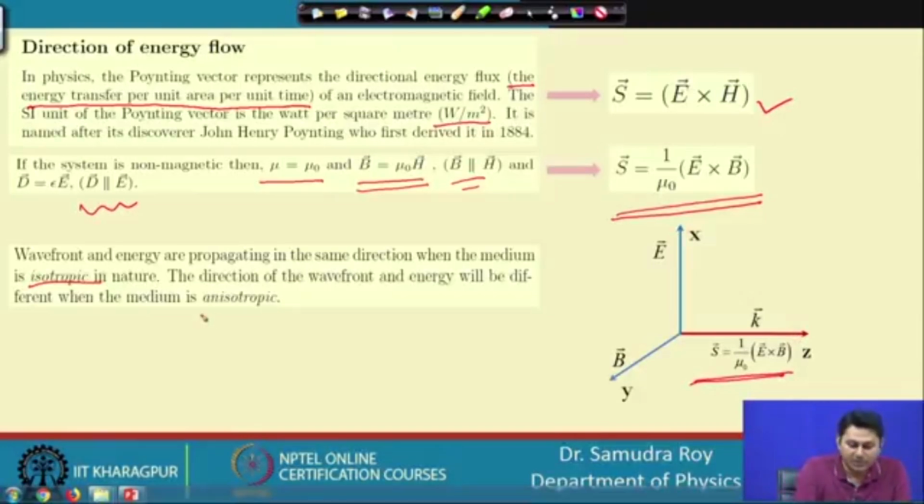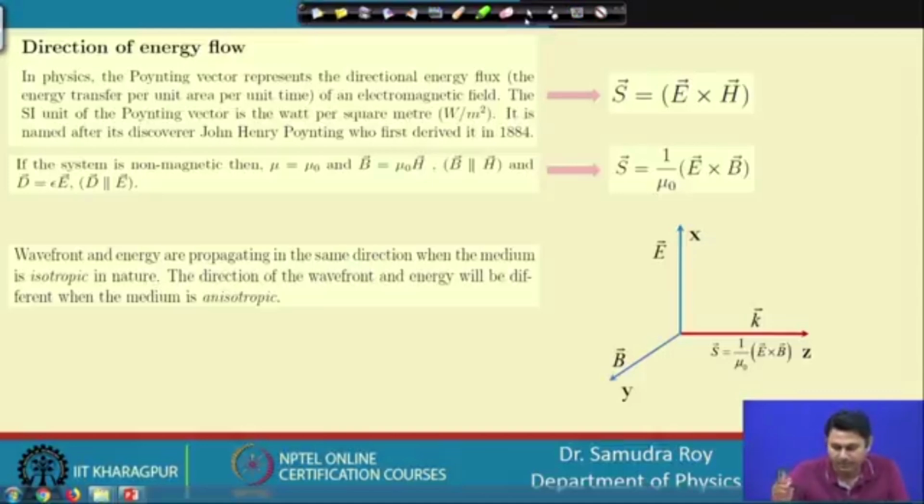But in the anisotropic case, we will find that k and S may not be in the same direction. That means the wavefront will propagate in one direction and the energy will propagate in another direction. So, there will be a mismatch, which we call walk off. We will discuss in detail the case in which we have different directions for the k and S vectors.